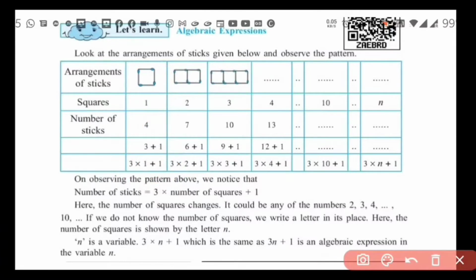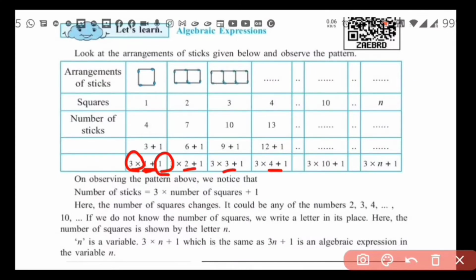Are you understanding? Let me rub it. So we are going to see it again. When we see this last row, what can we see? We can see that this 3 is constant every time and 1 is constant every time. Only this number is varying. Can you see this number? Here 1 is there, here 2 is there, here 3 is there, here 4 is there. That number is increasing by 1.